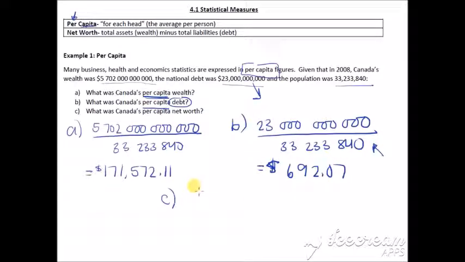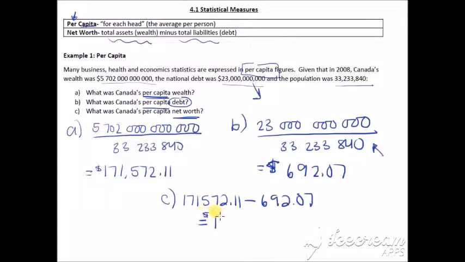Okay, and now we're going to do C. What's Canada's per capita net worth? Okay, well, net worth is going to be, back up here, total assets minus total liabilities. So the total assets, say per person, 171,572.11, minus total liabilities. So if you took your assets and you paid off all your debts, every single person would actually only have, instead of 171,000, they would have 170,880.04. Okay, and with money, we round to 2 decimals.